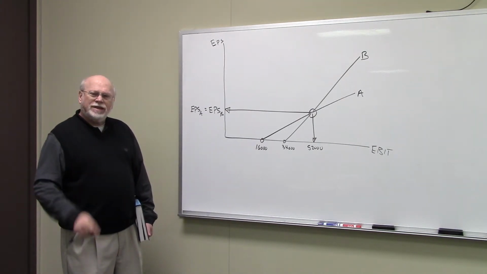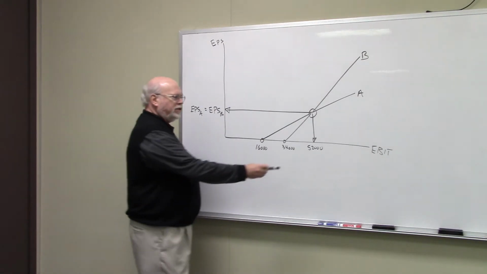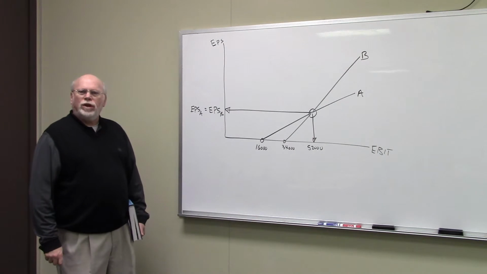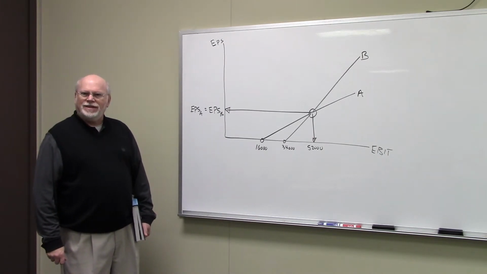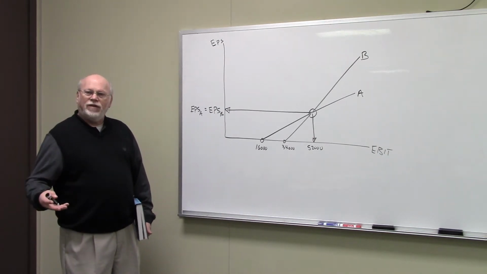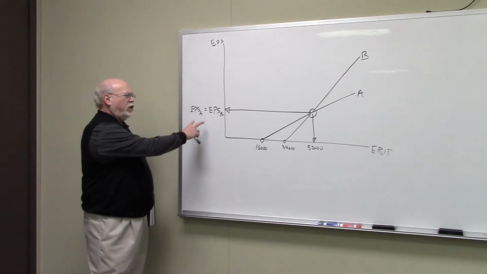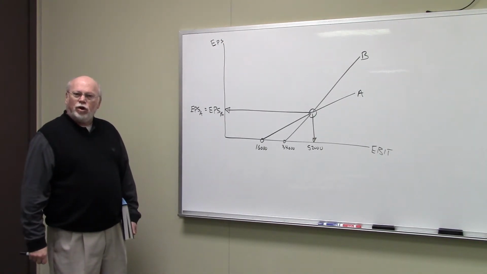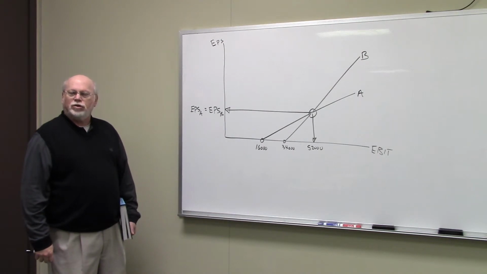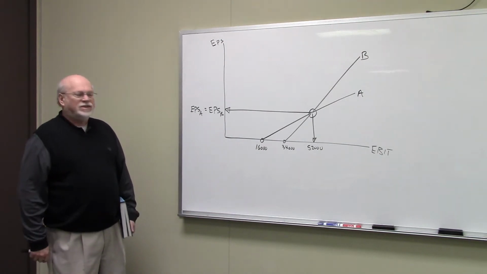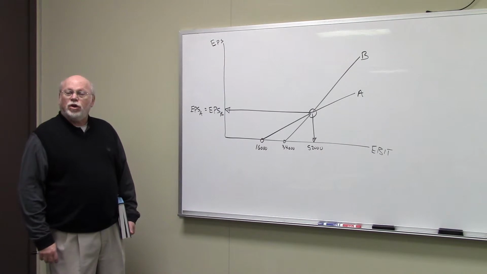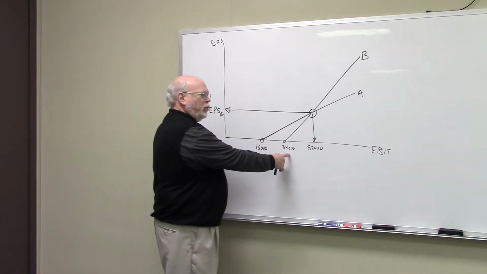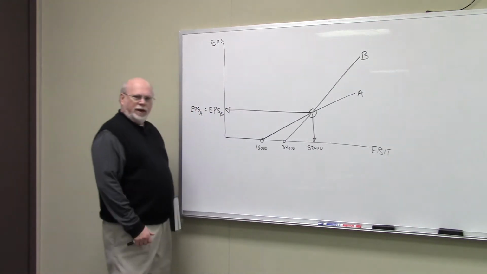Now, when they talk about the indifference point, they're really talking about EBIT. That is, what is the level of EBIT that the company would have to achieve so that the earnings per share under capital structure A would equal the earnings per share under capital structure B. That's what's called the indifference point. And these are indeed the answers that we're going to get when we do this problem.